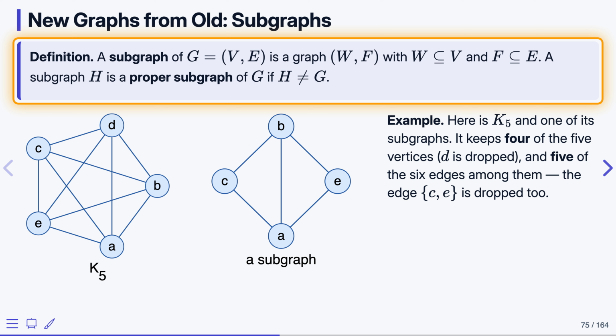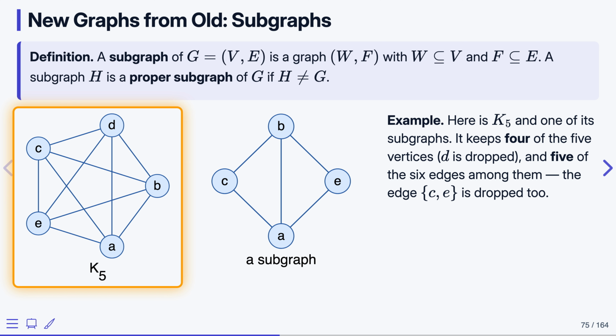We can also build new graphs from old ones. First, a subgraph. A subgraph of a graph G takes some of the vertices and some of the edges of G. The vertex set W sits inside V, the edge set F sits inside E. If the subgraph is not the whole graph, we call it a proper subgraph.